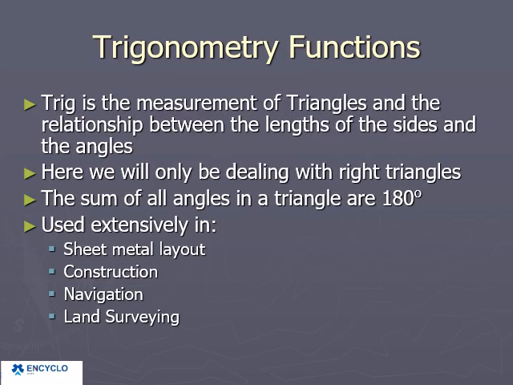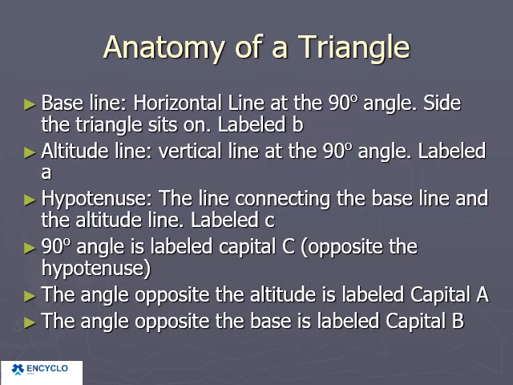Trigonometry studies the relationships between the angles and sides of triangles, especially right triangles. It's widely used in construction, sheet metal layout, navigation, and surveying. In trigonometry, we label the triangle sides as base, B, the horizontal side; altitude, A, the vertical side; and hypotenuse, C, the longest side. We also use angle labels A, B, and C, with angle C always being the right angle.